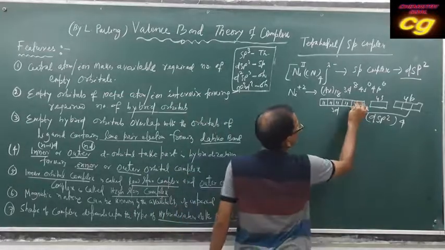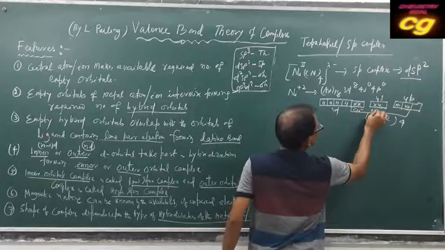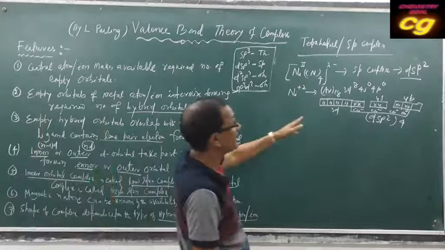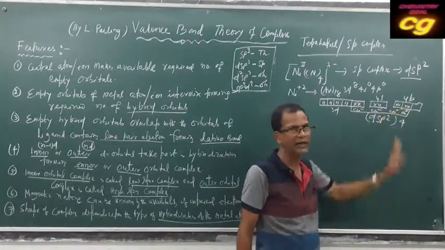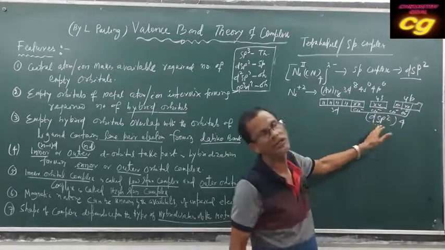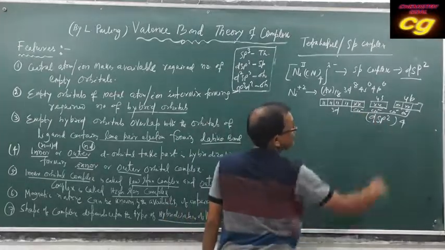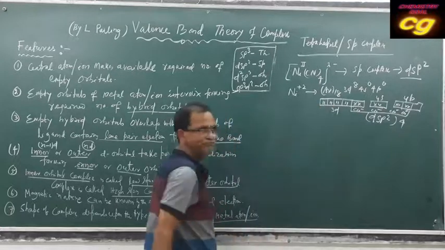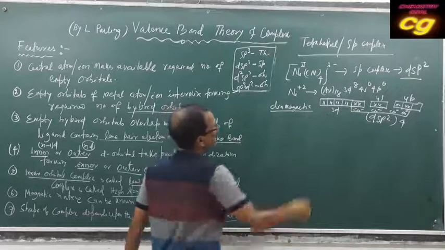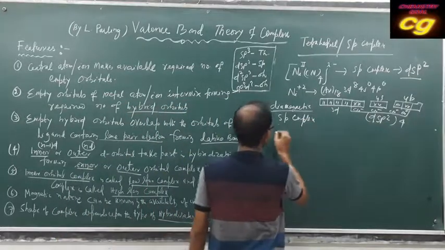So the vacant hybrid orbitals are occupied by the lone pair given by the ligand CN minus. Each CN minus gives a lone pair to a vacant hybrid orbital. These 4 vacant hybrid orbitals take part in overlapping with the lone pairs of CN minus, forming 4 dative bonds. As it has no unpaired electrons, it is diamagnetic, and it is a square planar complex.